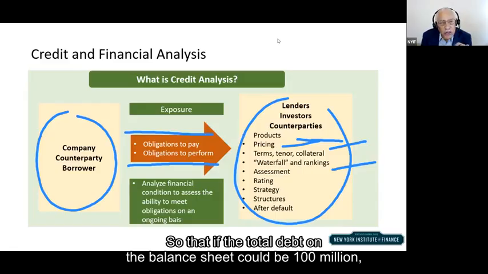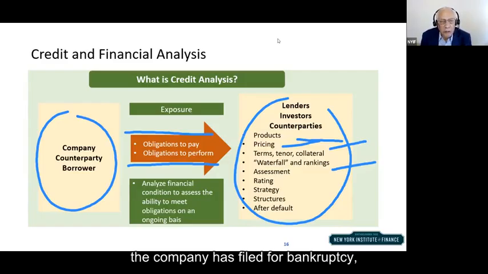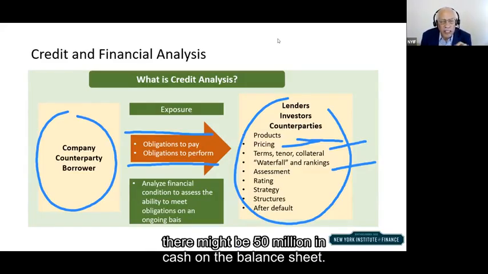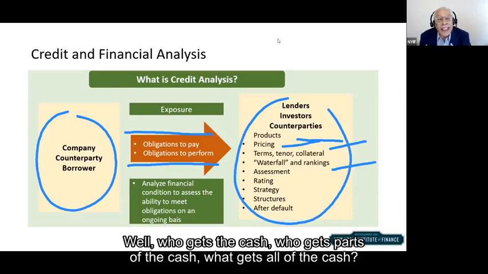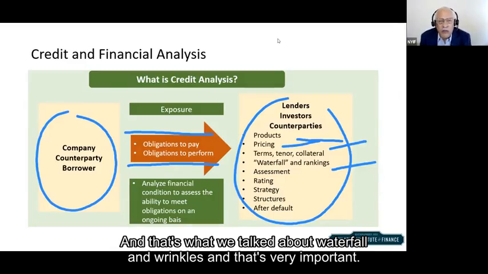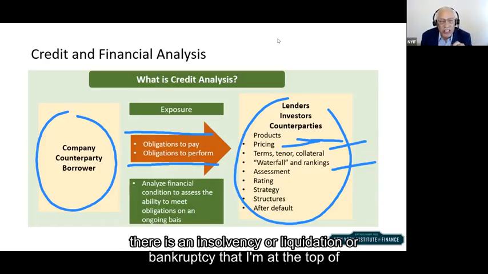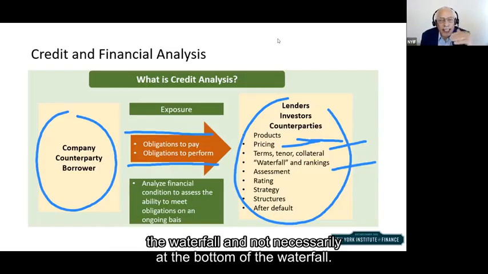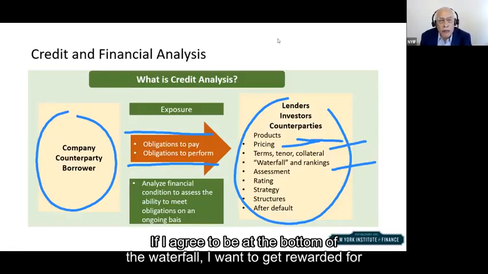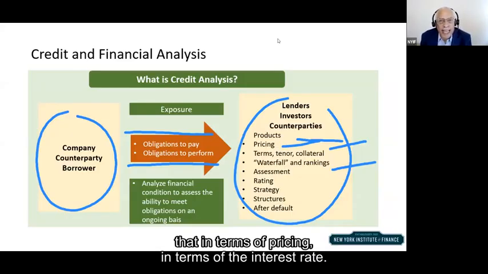So if the total debt on the balance sheet could be 100 million, the company has filed for bankruptcy, and there might be 50 million in cash on the balance sheet. Well, who gets the cash? Who gets parts of the cash? Who gets all of the cash? And that's what we talk about when we talk about waterfall arrangements. And that's very important because oftentimes I want to make sure that I am senior enough such that if there is an insolvency or liquidation or bankruptcy, I'm at the top of the waterfall and not at the bottom of the waterfall. If I agree to be at the bottom of the waterfall, I want to get rewarded for that in terms of pricing, in terms of the interest rate.